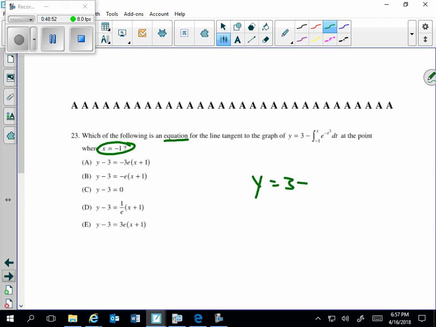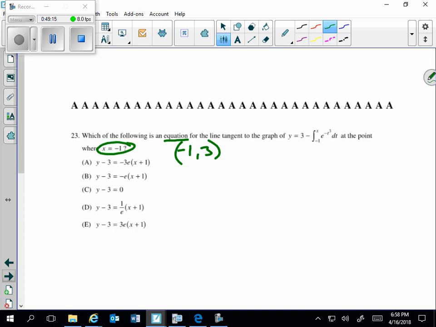So I have negative 3, integral from negative 1 to negative 1. Do I need to keep going? What is the integral from negative 1 to 1? 0, right? So that's 3 minus 0, which equals 3. That part wasn't so bad. So my point is negative 1, 3. Can I eliminate anything? Nope.